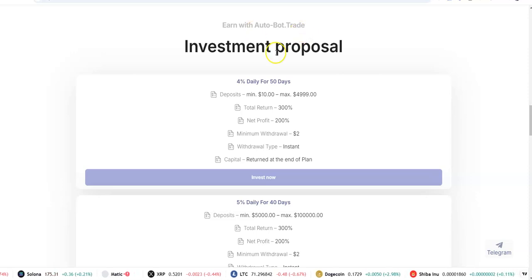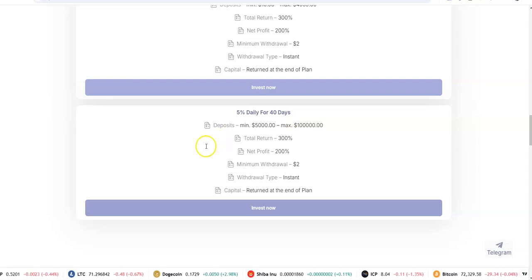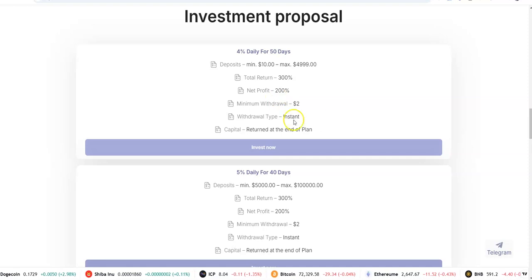Earn with Autobot Trade investment proposal. You have 4% daily for 50 days, and let's see here, $10 to $5,000, 300% total return. Then 5% daily for 40 days, 5,000 to 100,000, right? Total return, 300% also. What does that mean?